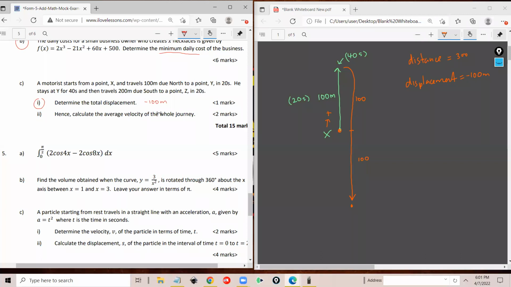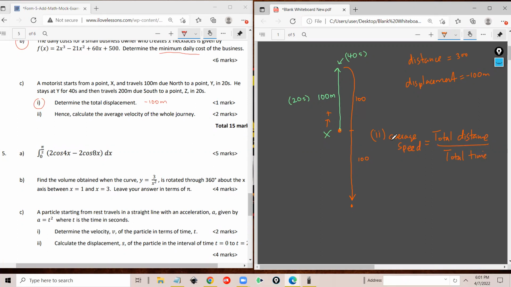Calculate the average velocity. Now, the average velocity is a simple question. Remember in maths class right now, we're doing average speed. Let me tell you the difference. Average speed, if they ask you, is the total distance, look at the words they're using, over the total time.